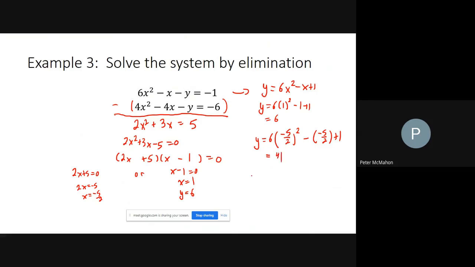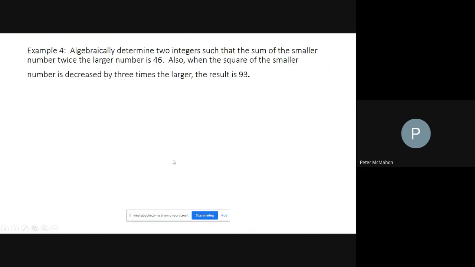Okay, so let's put my solutions here. (x, y) equals (1, 6) and (-5 over 2, 41). Those are my two solutions to this system over here.